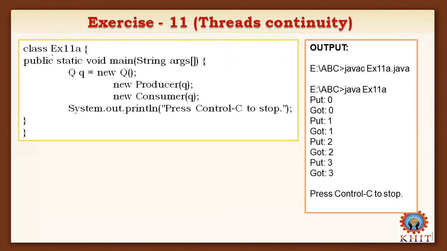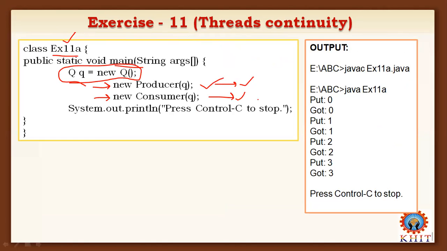Coming to the main class here, exercise 11a, inside of this main function, I have created just an object of this Q class, where the two methods get and put are defined, and two objects for producer and consumer. Automatically the constructors will be called, and they have the thread creation and execution. It is an infinite loop for producing numbers, and the consumer process consumes the items. So both are in a proper synchronized way.